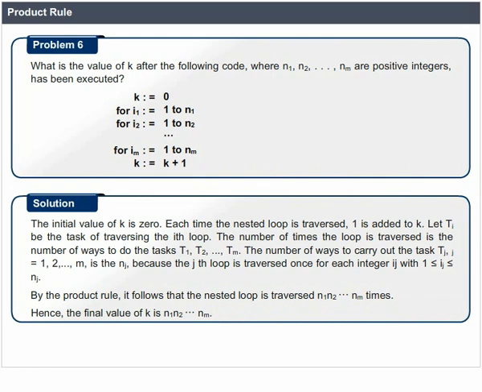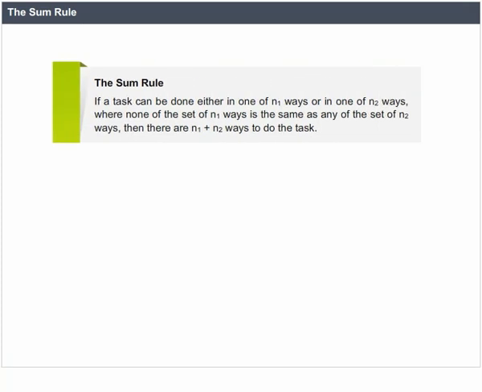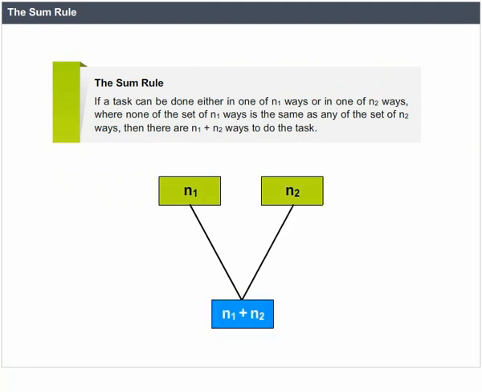The sum rule. If a task can be done either in one of n1 ways or in one of n2 ways, where none of the set of n1 ways is the same as any of the set of n2 ways, then there are n1 plus n2 ways to do the task.